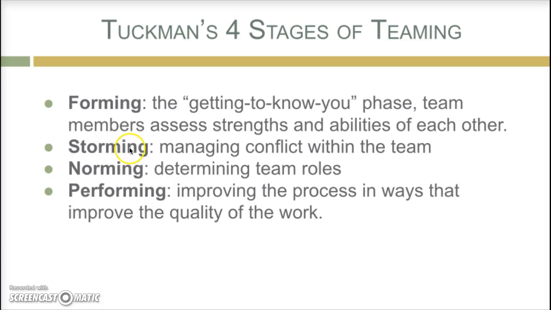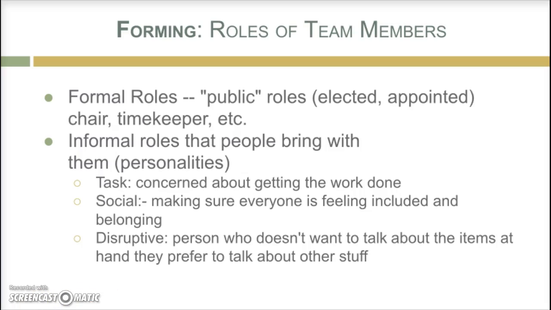Next is the storming phase, and this is the phase in which teams learn how to manage conflict with the different individuals on the team. Third is norming, in which team members determine their team roles. And finally, performing, and that is improving the process in ways that the team can improve the quality of the work. Let's look at each one of Tuckman's stages in depth.